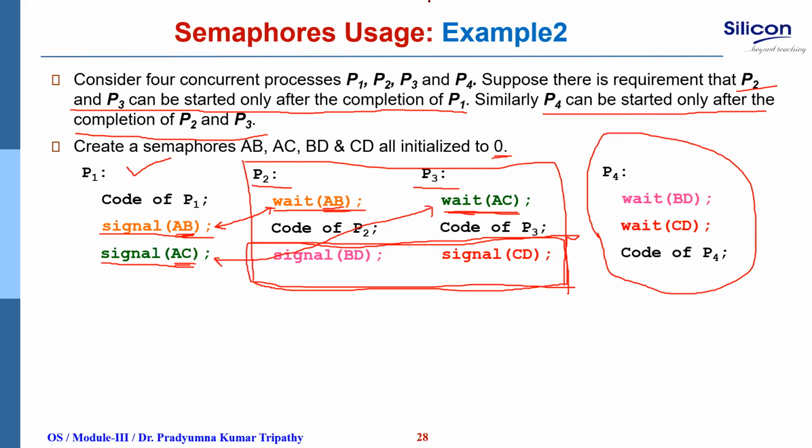I have already done this part. P2 must start after P1. What I have done? I have given a signal over here and wait over here. Correct? Can anyone say how we will ensure that P4 will not start before P2? Sorry, P2 must end, then only the P4 will execute. First P2, then P4. What should I do?